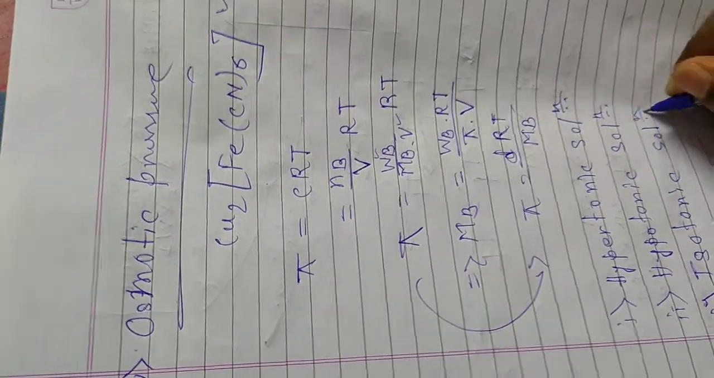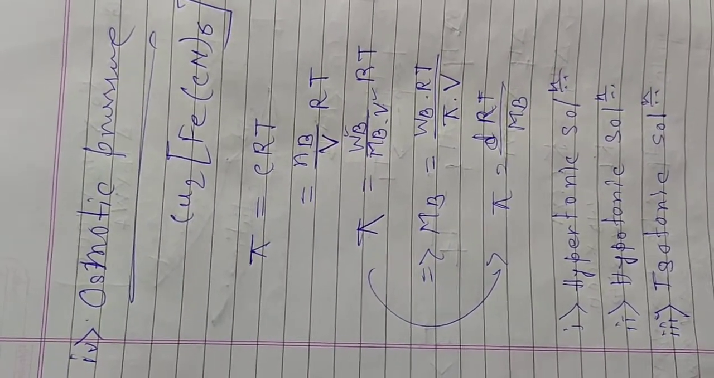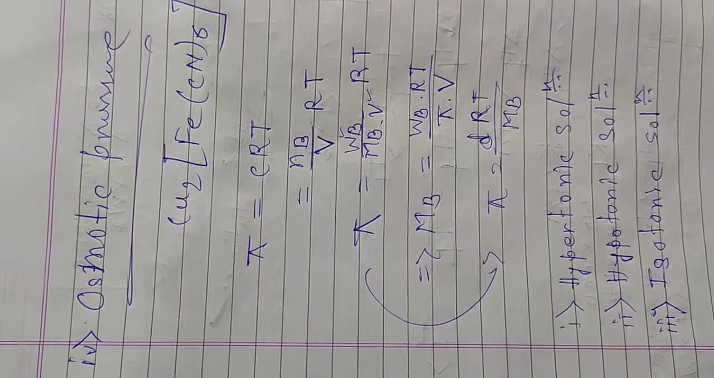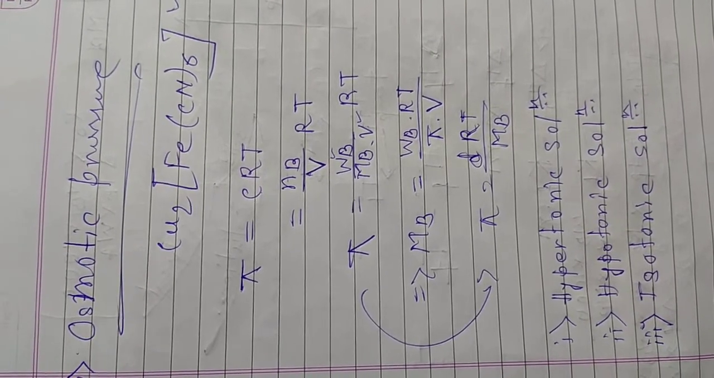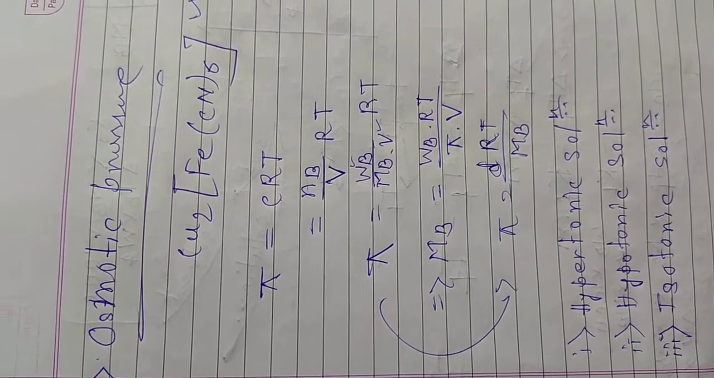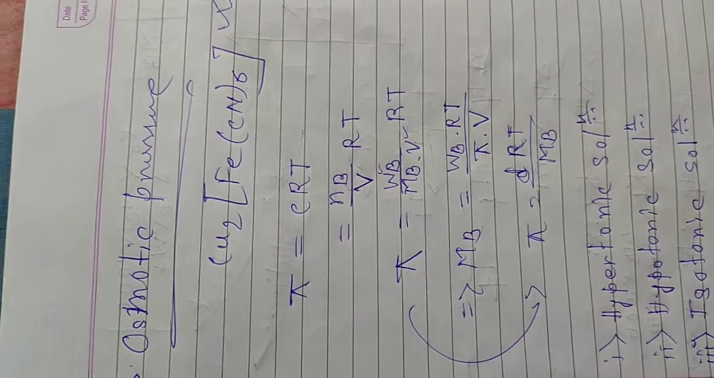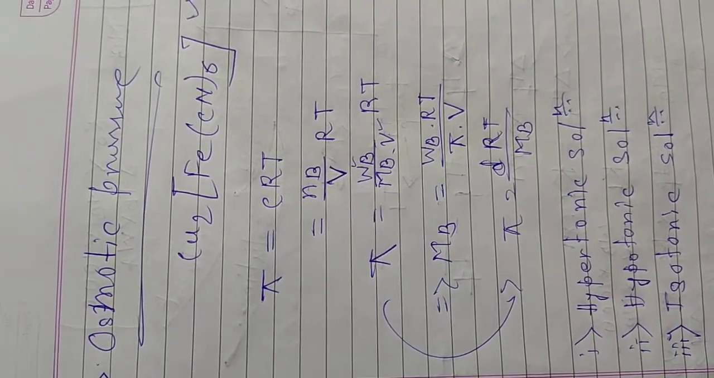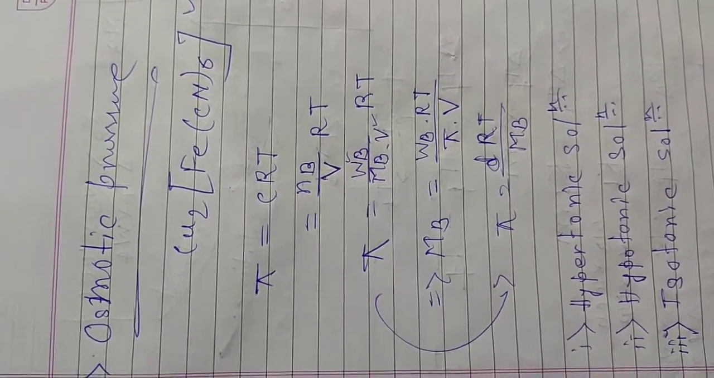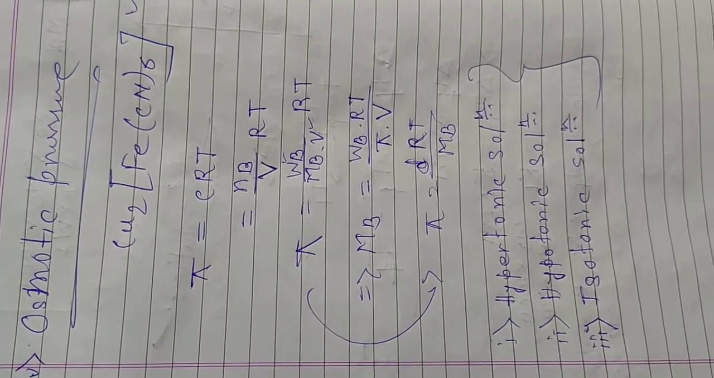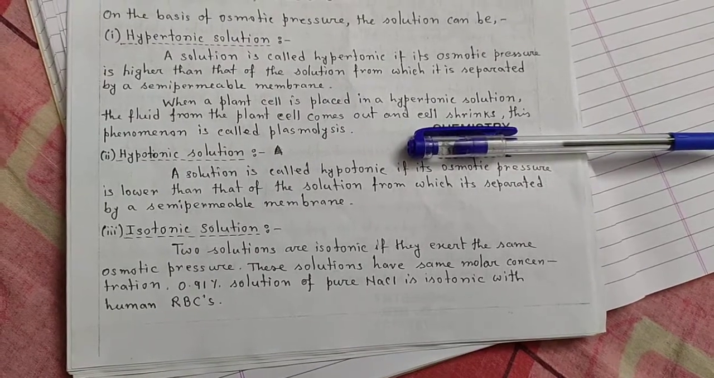A solution is called hypertonic if its osmotic pressure is higher than that of the solution from which it is separated by a semi-permeable membrane. And a solution is called hypotonic if its osmotic pressure is lower than that of the solution from which it is separated by a semi-permeable membrane. Two solutions are isotonic if they exert the same osmotic pressure. These solutions have the same molar concentration. Terms you can copy, which is on the screen.